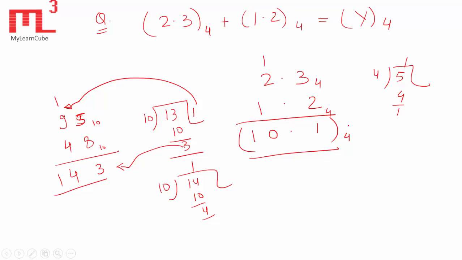You can play with the digits. Now you solve this for me: 5.8 plus 4.6, suppose it is base 9. 8 plus 6 is 14. 14 divided by 9 gives quotient 1, remainder 5. Then 5 plus 4 plus 1 is 10. 10 divided by 9 gives remainder 1, quotient 1. So this is the answer in base 9.